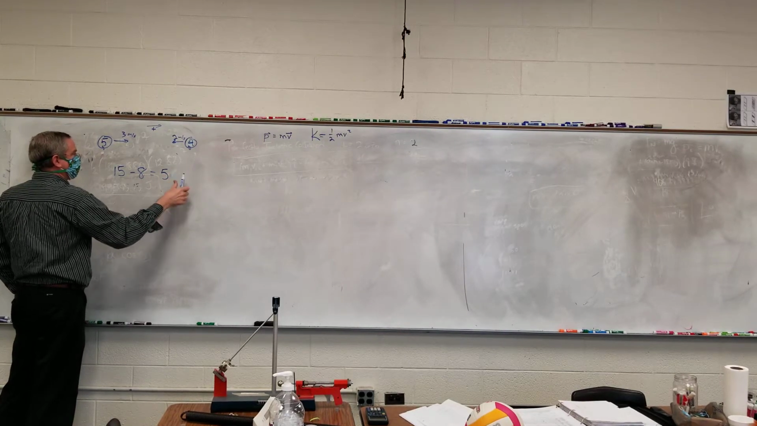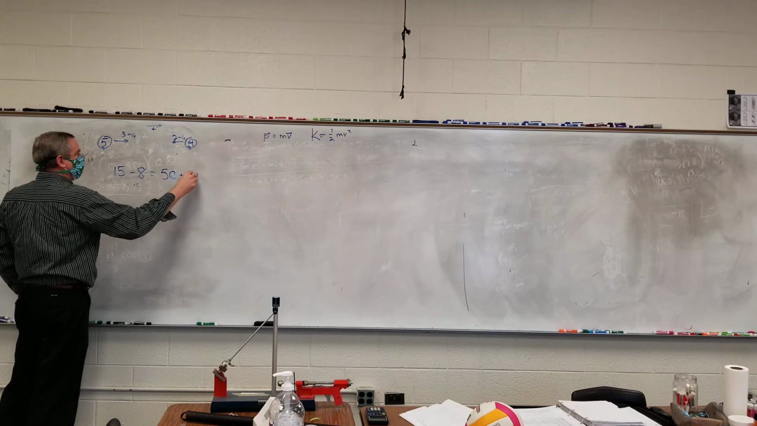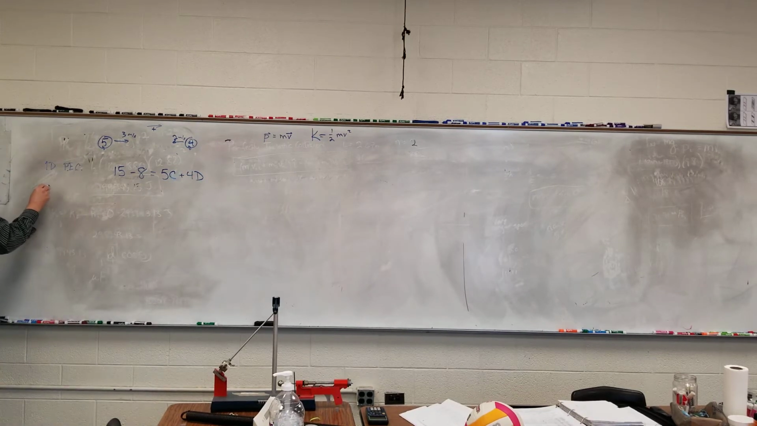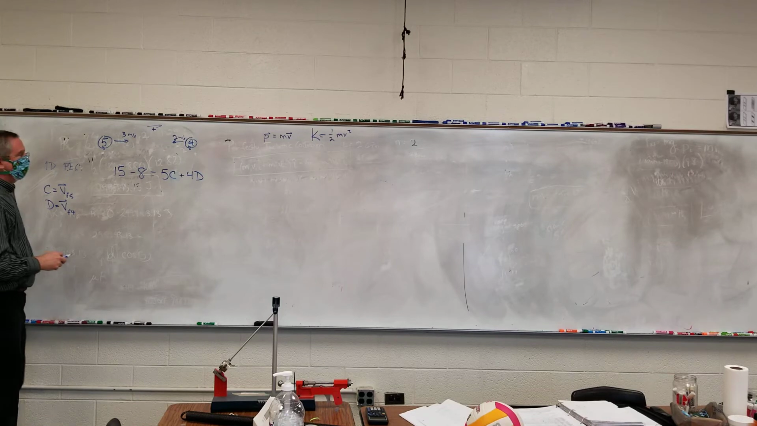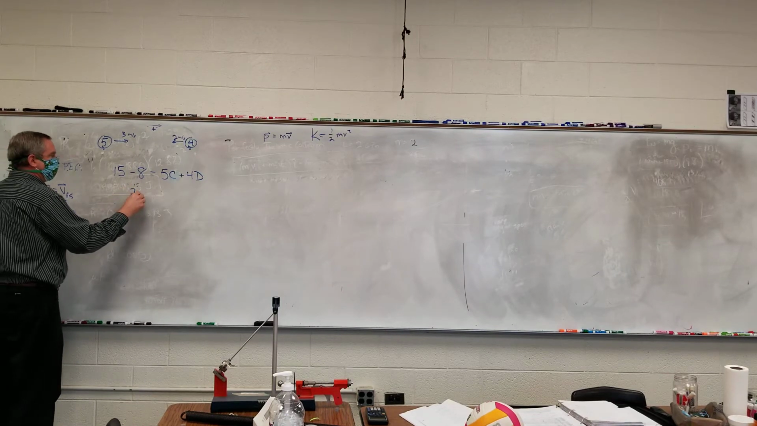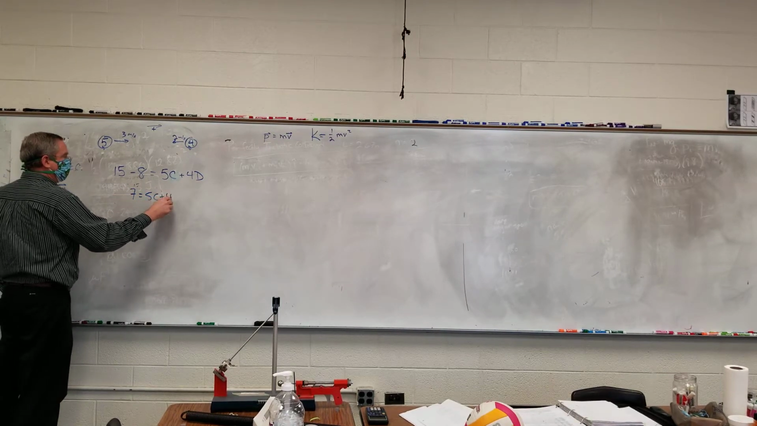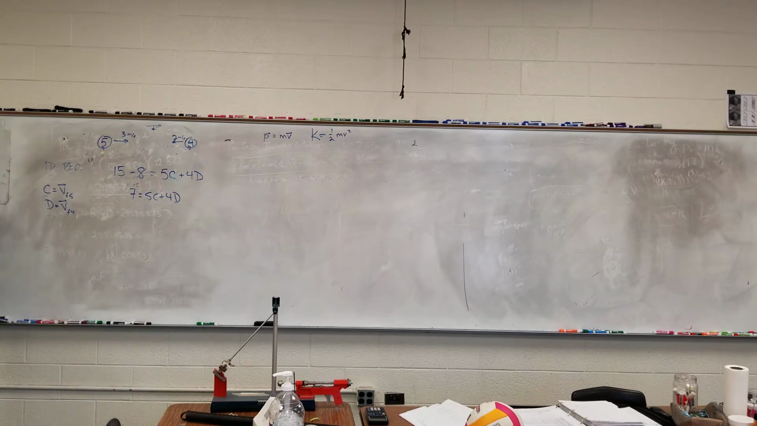So negative is equal to 5A, actually what I did before was C and D. 5C plus 4D, where C is the final velocity of the 5 kilogram mass, and D is the final velocity of the 4 kilogram mass. So I have 7 equals 5C plus 4D. I have one equation, two unknowns, that is not solvable yet.